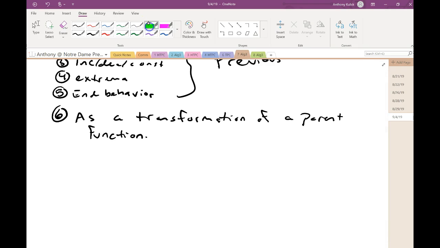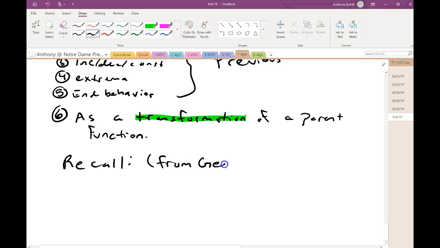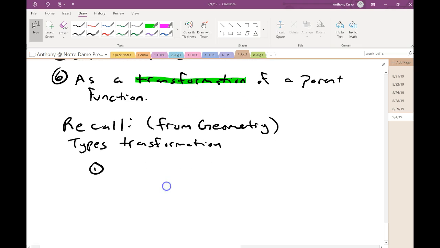So the first thing I want to talk about is this word transformation. So in your geometry class last year, you talked about different types of transformations. You talked about 4 main types of transformations. Only 3 are going to be relevant for this class. The first is called a translation.